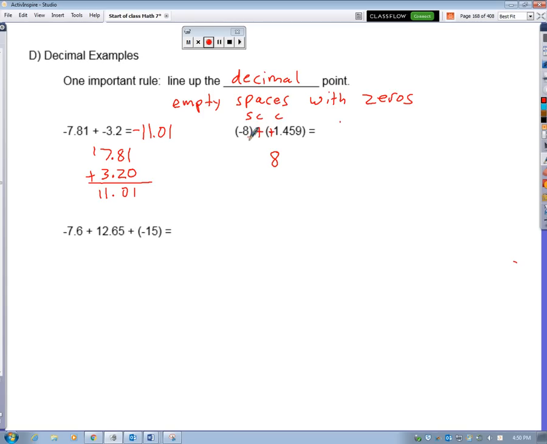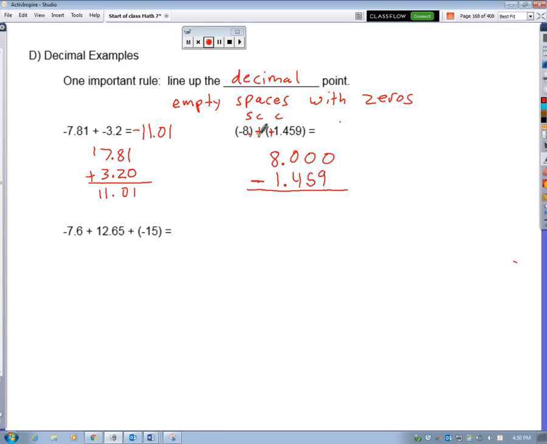Notice how 8 doesn't have a decimal, so I'm just going to stick one right there, so that way it allows me to line up my decimals. Now let's put our 1.459 right underneath. 1.459, just like that. Oh, ouch, look at all these empty spaces we have. Fill those in with zeros. We're subtracting because they are different, so let's see what we get for an answer.